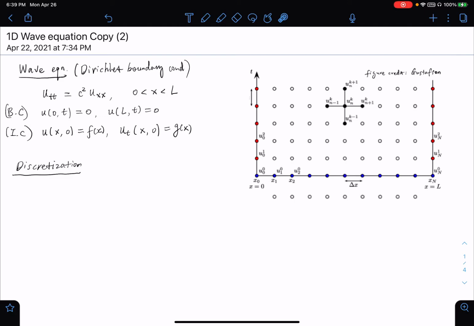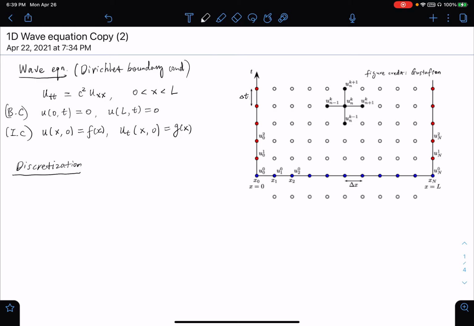Okay, so we use the same notation as before for the grid points. In the x-t domain, we have discretized the space variable from 0 to L as x0, x1, x2, up to xn, where the step size for the space variable is delta x. And we have also discretized the time axis as this grid, where the step size for time is delta t.